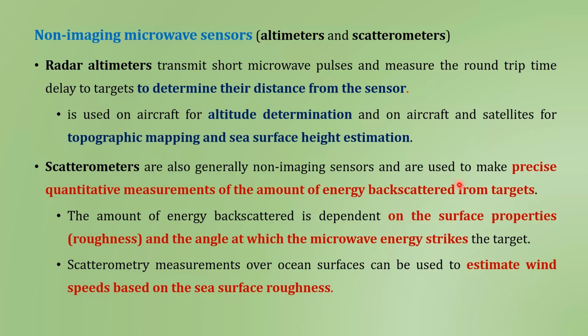Scatterometers are used to make precise quantitative measurements of the amount of energy backscattered from the targets, and the amount of energy backscattered is dependent on the surface properties and the angle at which this microwave energy strikes the target. These measurements over the ocean surfaces can be used to estimate wind speeds based on the sea surface roughness.